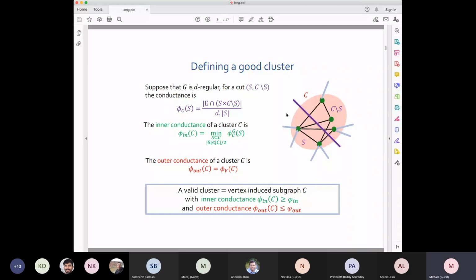Okay, if everybody is happy, then we basically can now define what we mean by a valid cluster. So what is a valid cluster for us? It is just a vertex-induced subgraph C of the graph G with inner conductance at least phi in for some parameter phi in, and outer conductance at most phi out. Okay, and these two parameters will stay with us for a few slides. Basically, you should think of phi out as being significantly smaller than phi in here. So we want well-connected communities with a pretty sparse boundary.